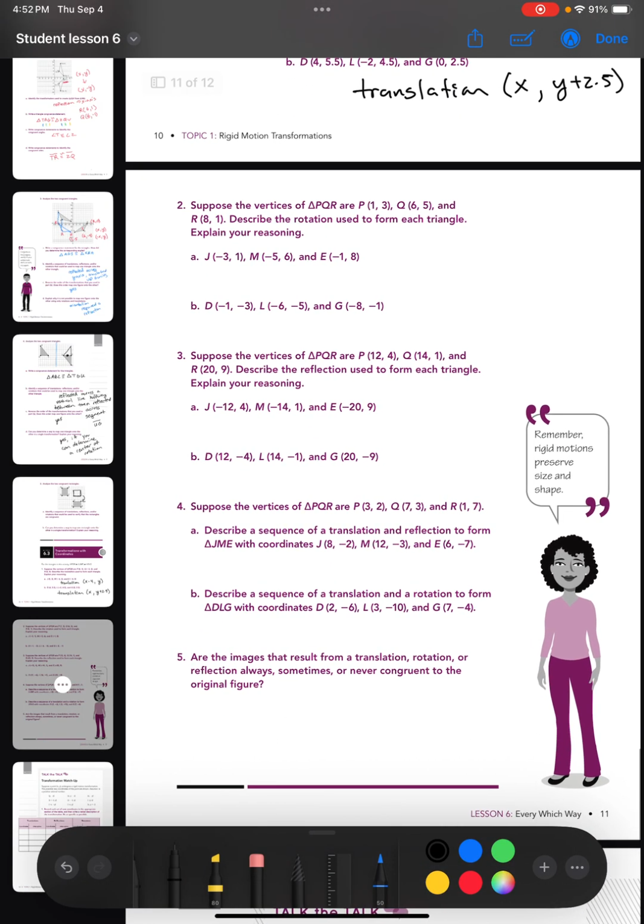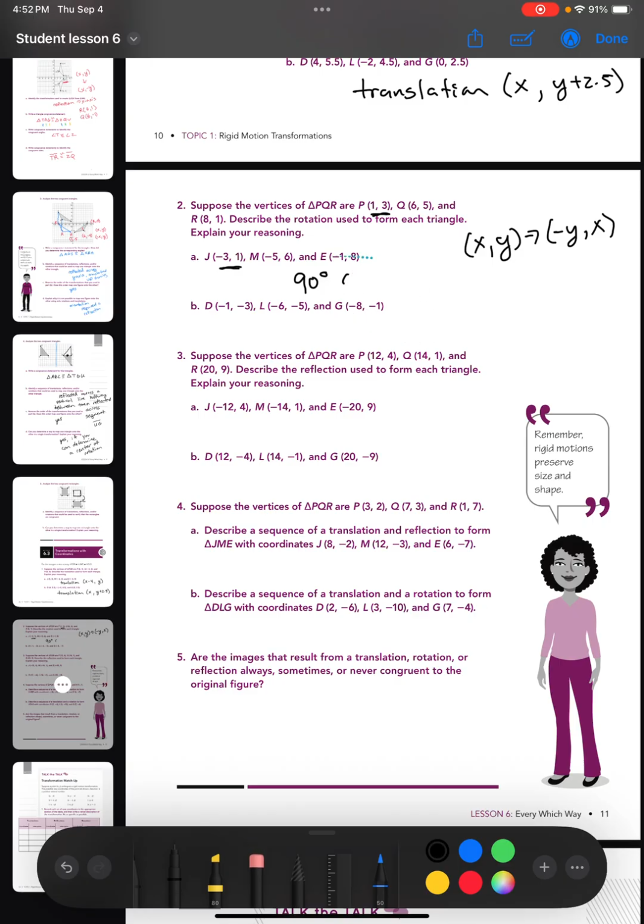All right, we'll probably do 2 more of these and then go ahead and get to the back page, just defining the different changes we're looking at. All right, 2: suppose the vertices of triangle PQR are 1, 3; 6, 5; and 8, 1. We're going to figure out the rotation used to form each triangle. So we know we're dealing with rotation. So to get from P, look at the first one, 1, 3 to negative 3, 1. So to me, that looks like we've used a rule of (x, y) becoming (negative y, x). So if we go back and look at our rules, that's a 90-degree counterclockwise rotation.